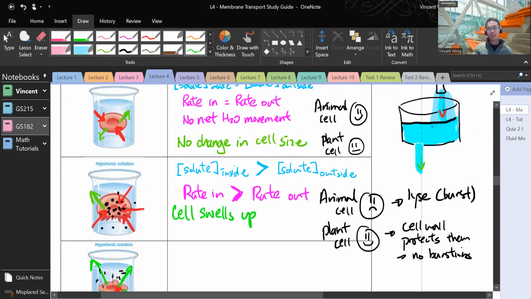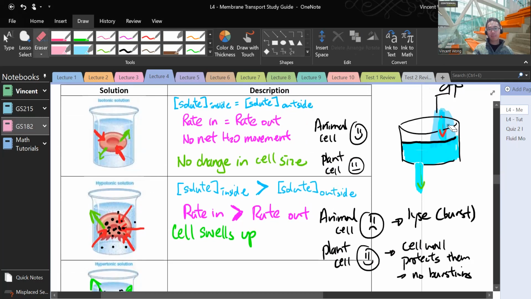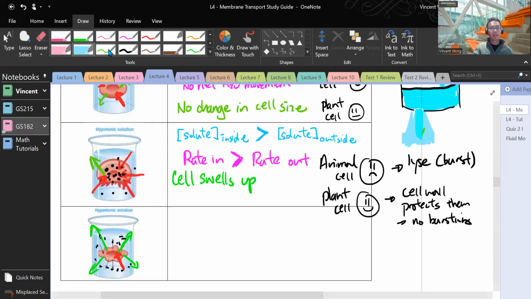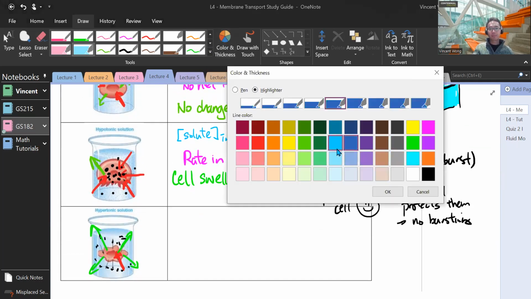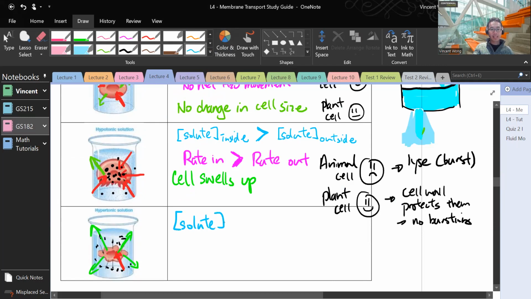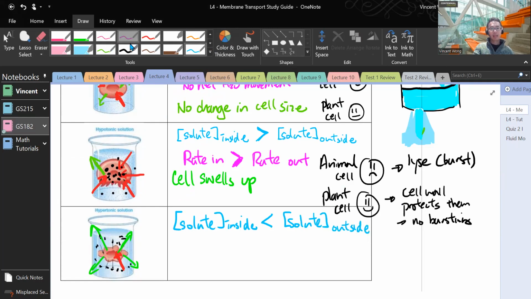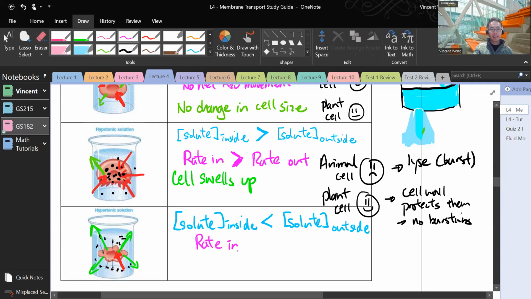So in our analogy here, that would be like really turning down the tap, but then you make a bigger hole at the bottom. So you're leaking way more than you're bringing in. And so the water level will drop, right? So over here we have the concentration of solute inside is less than the concentration of solute outside. And so the rate coming in is less than the rate out.